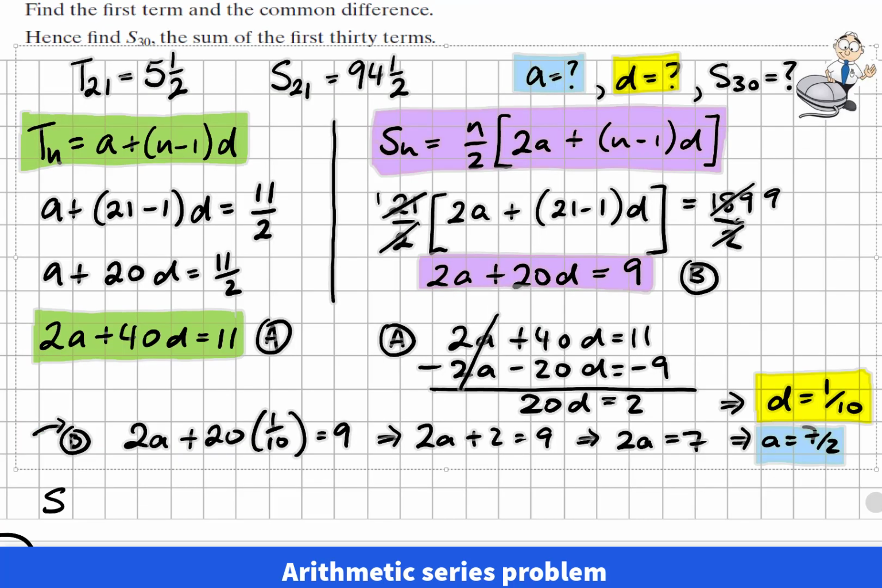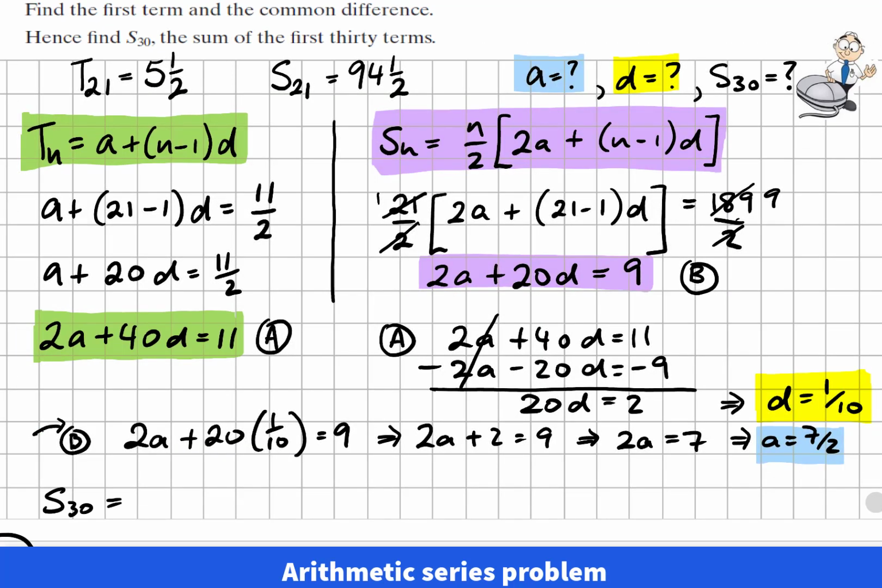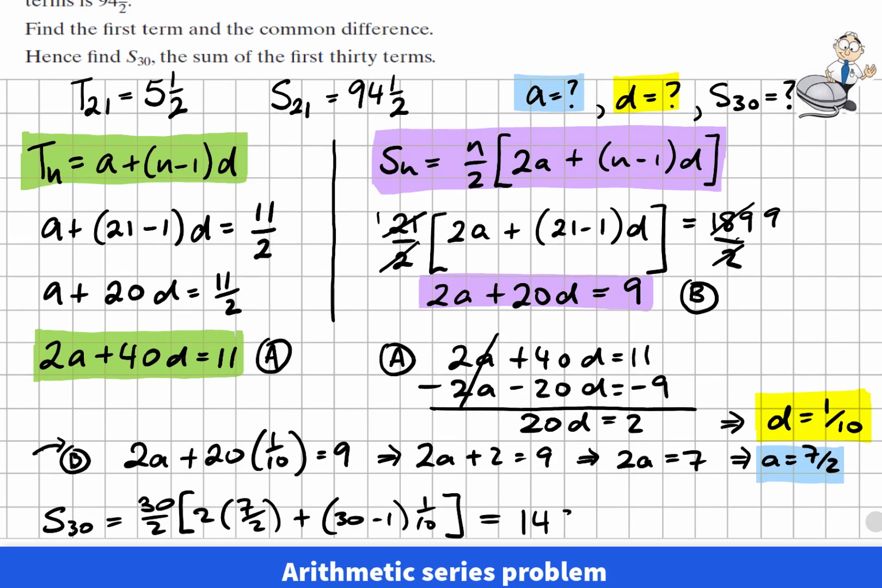The sum to 30 is equal, I'm using that purple formula that I have there already. So n is 30 over 2 times 2 times a, which is 2 times 7 over 2, plus 30 minus 1 times d, which is 1 over 10. And I sub all that into the calculator. Okay. And that's the last answer I was looking for here.